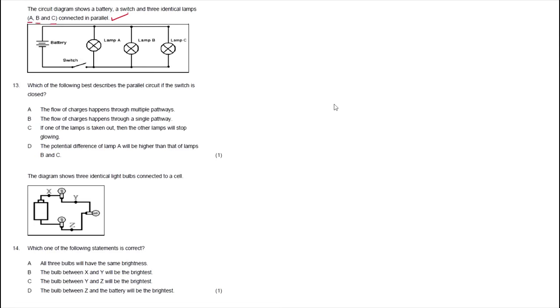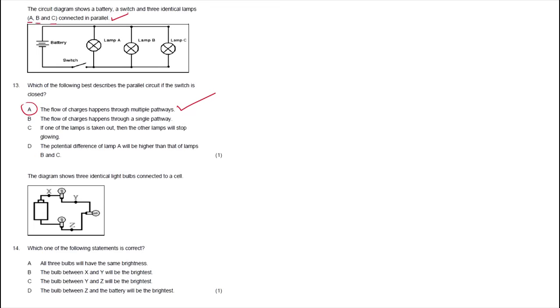And here we know and we can see that parallel circuits split the current into branches. So the correct answer will be A, which says that the flow of charges happens through multiple pathways. Okay, and then next we will move to our next question, which is question 14.